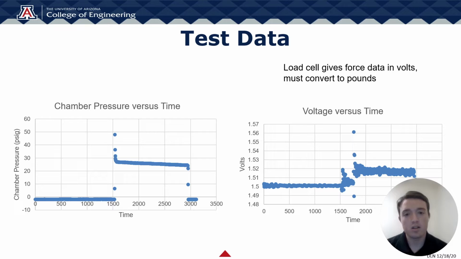Looking at our test data, the two main variables I looked at were chamber pressure and force. There are two example plots here shown of the chamber pressure versus time, as well as the voltage versus time, that were gathered during our test. The most important thing to note here is that the load cell gives force output in voltage, so it needs to be converted to pounds in order to be useful.